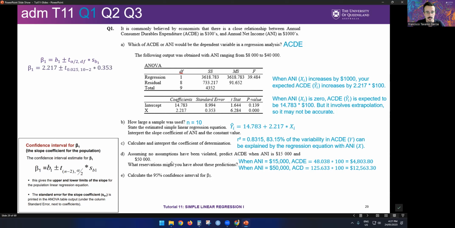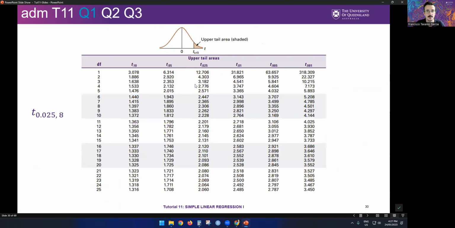And let's continue. First, can I have on chat the value of this T? Can you guys please help me? Our degrees of freedom, remember, it was n-2, so we found that n was 10, therefore n-2 is 8. And the T is 0.025. Can you guys please help me to find it in the screen?